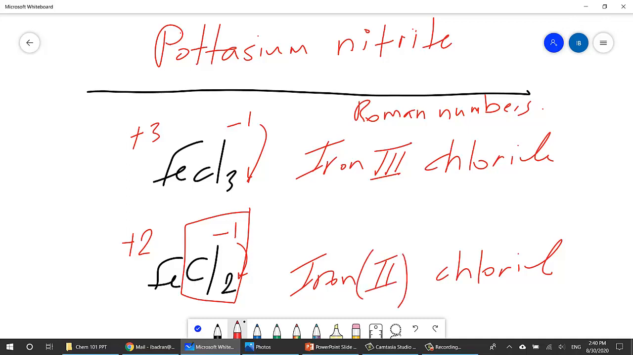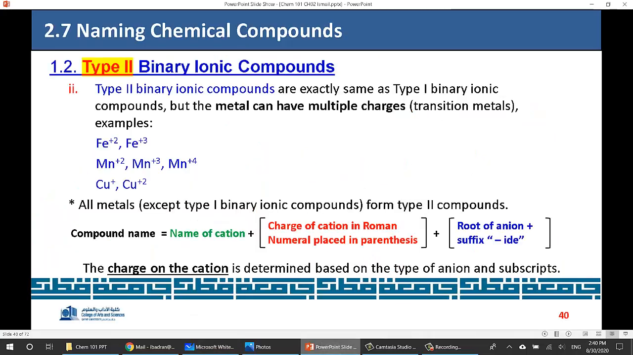You can put brackets, and this is type 2. It's still ionic, but this is type 2 ionic compounds, okay? So ionic compounds, you name them as before: name of the cation, and then a Roman number, and then the anion, or the polyatomic anion. And you use that for transition metals, because transition metals, as I said, they make different ions.